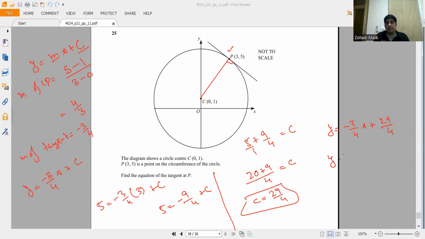Let's simplify this as well. y is equal to negative 3x plus 29 over 4 because the denominator is the same. This would be 4y is equal to -3x plus 29. This is also fine, and 4y plus 3x is equal to 29.